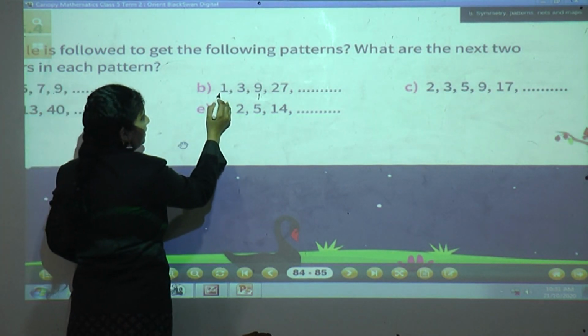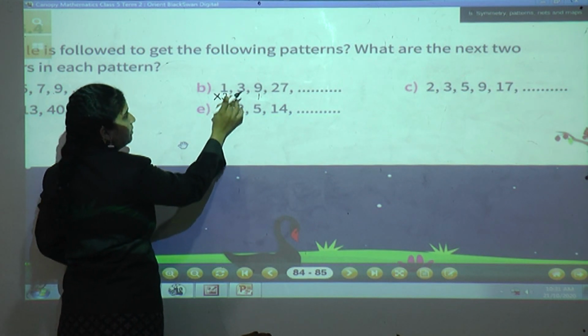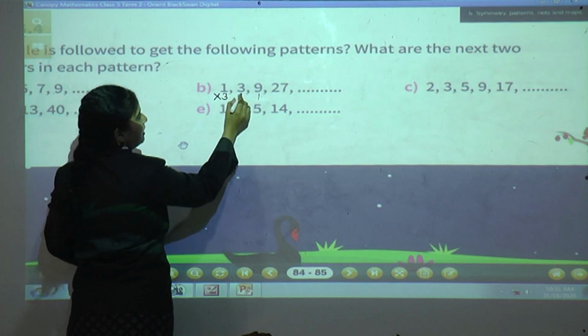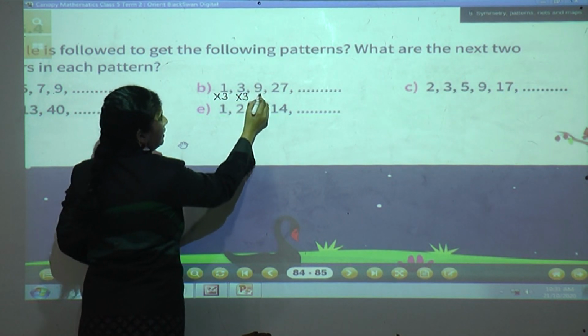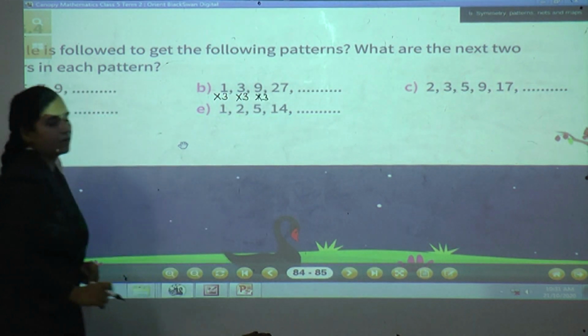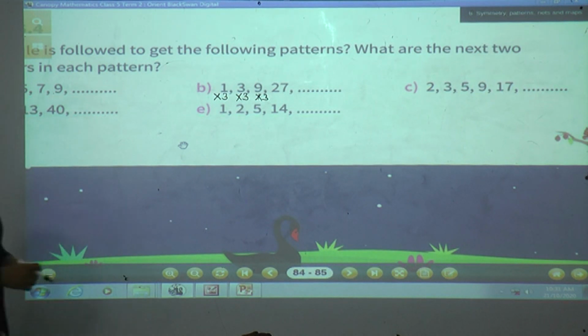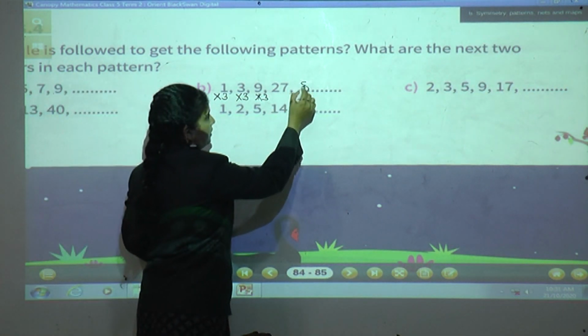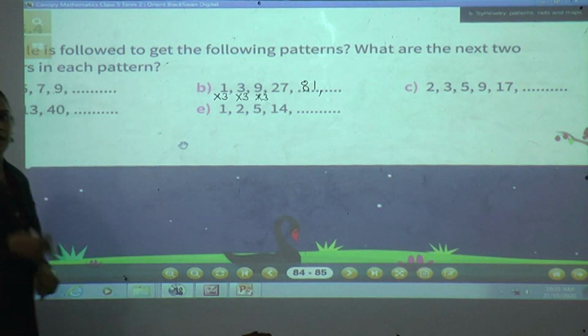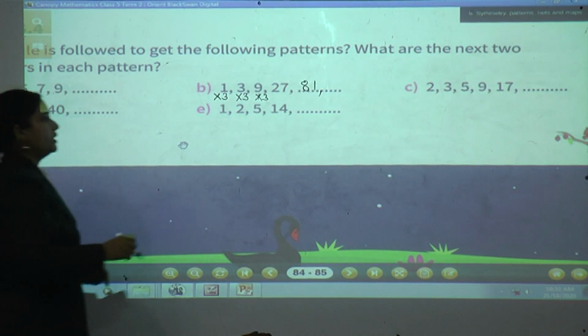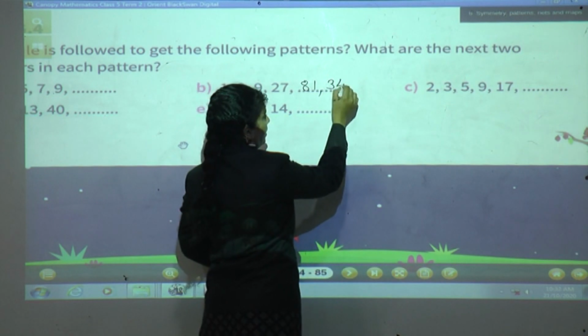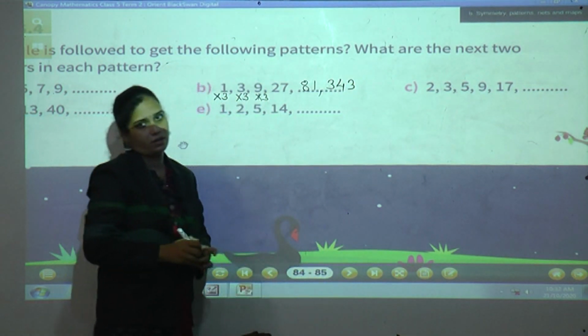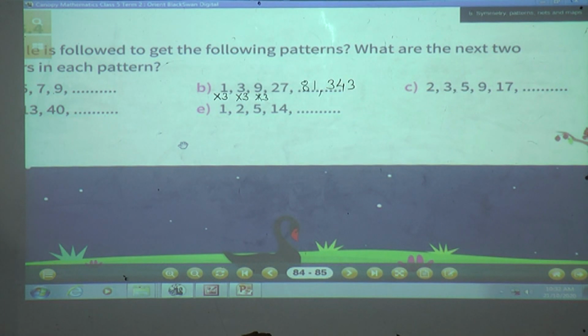Students, here they have multiplied the number by 3. 1 multiplied by 3, 3. 3 multiplied by 3, 9. 9 multiplied by 3, 27. Now multiply 27 by 3, 81 will come, and again multiply 81 by 3, 243 will come. So students, in this way you can solve the patterns. Now C1. So think about the pattern. What will come, students?